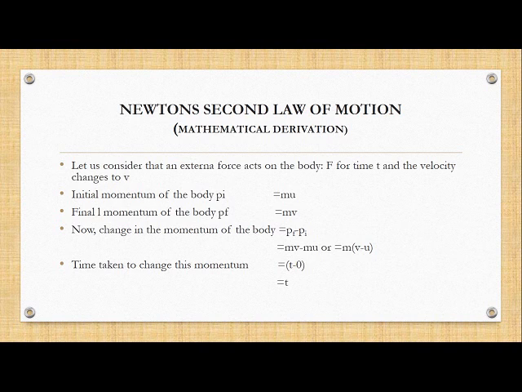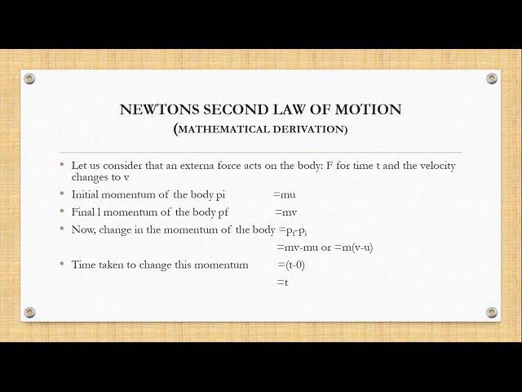Children, yesterday I taught you how to calculate the momentum of a body. Momentum is nothing but the quantity of motion, so it is mass into velocity, and it is a vector quantity. What will be the initial momentum of the body in this case? It will be mu, mass into initial velocity. What will be the final momentum? It will be mv, mass into the final velocity.